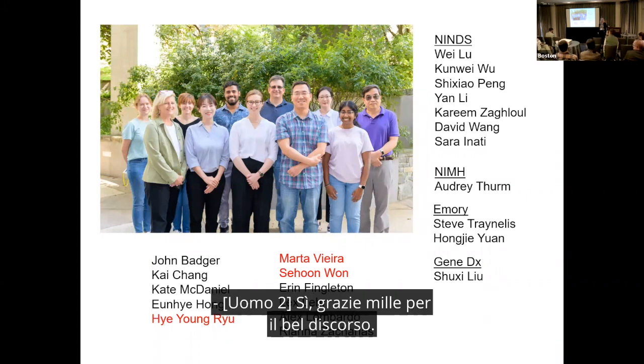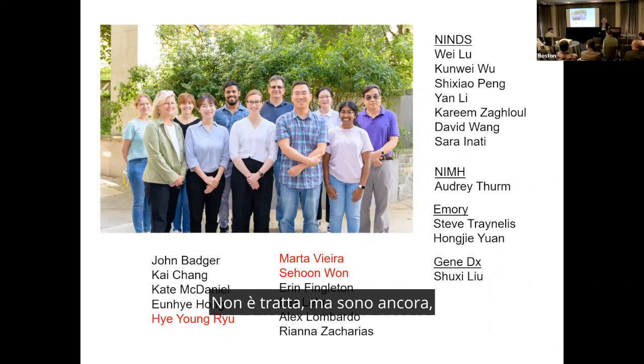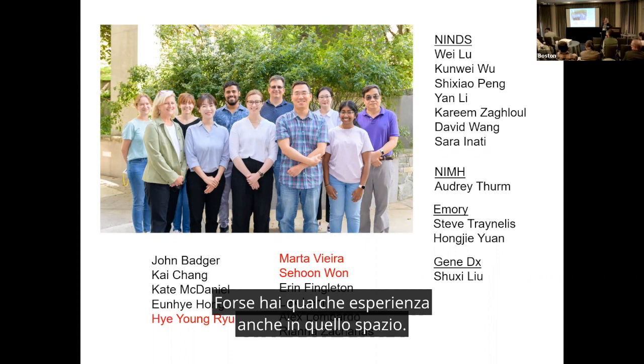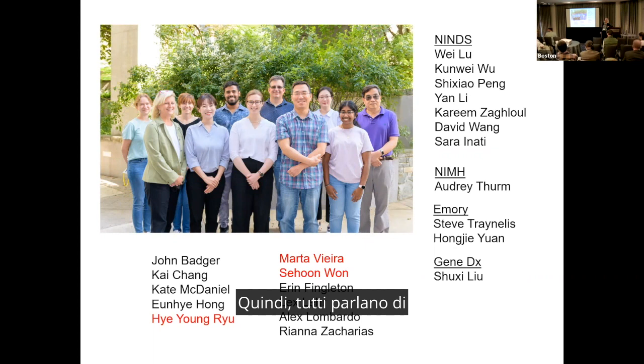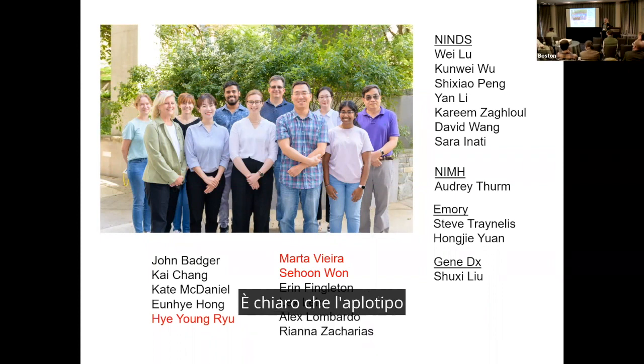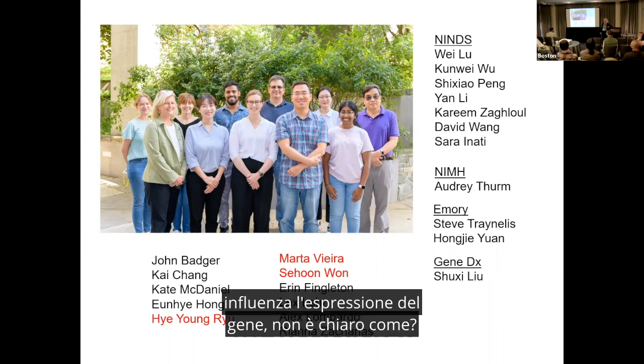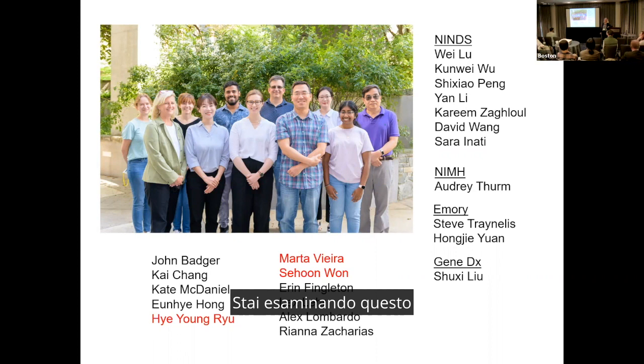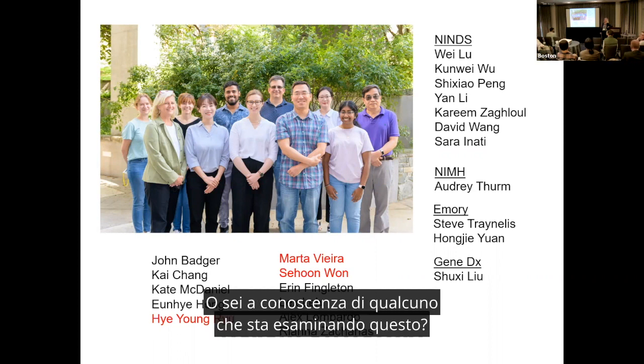Thank you very much for the nice talk. It's not trafficking, but maybe you have some experience in that space. Everyone is talking about rare variants of large effect, right? But there's a lot of GWAS signal around the NMDA receptor genes, in particular for psychiatric disorders. So it's clear that the haplotype influences the expression of the gene. It's unclear how. Are you looking into this, or are you aware of someone looking into this?